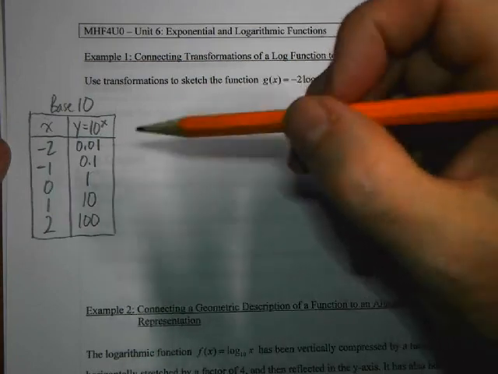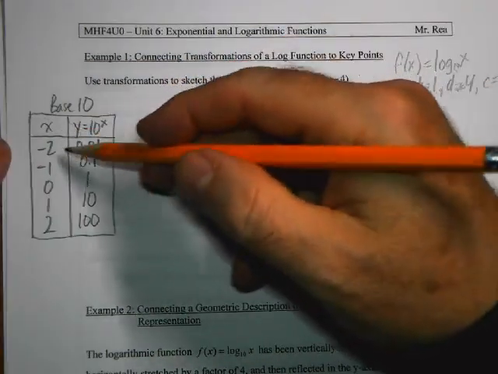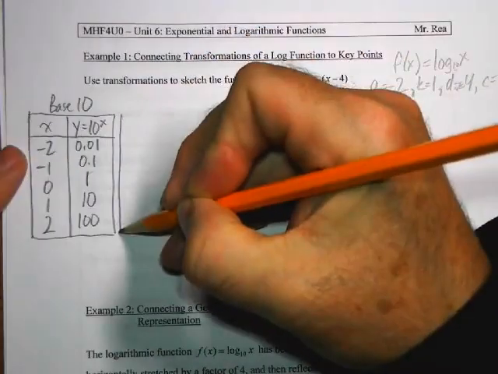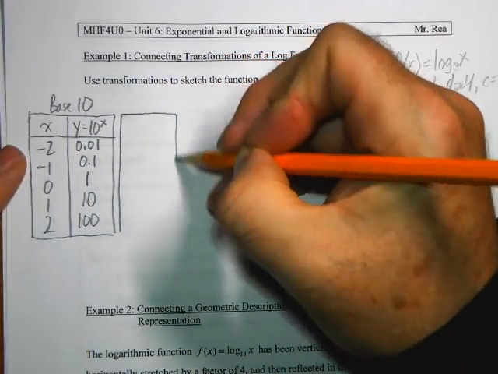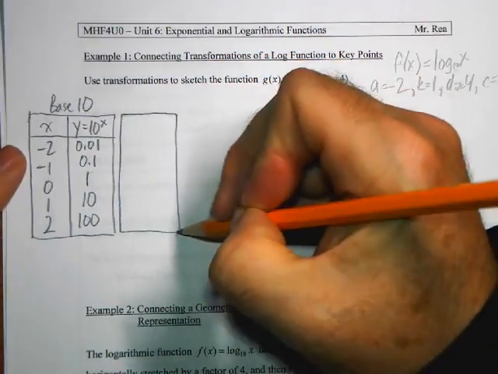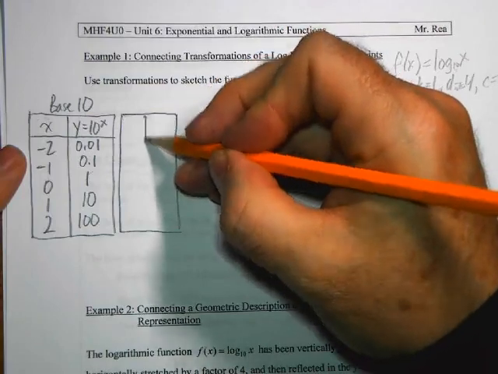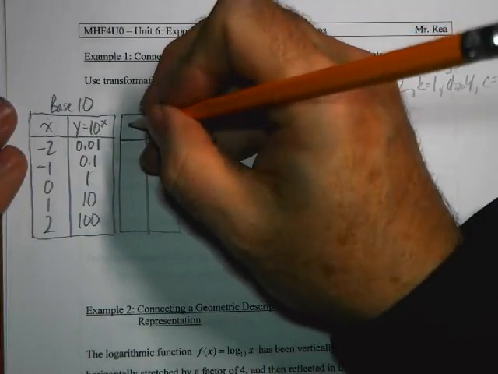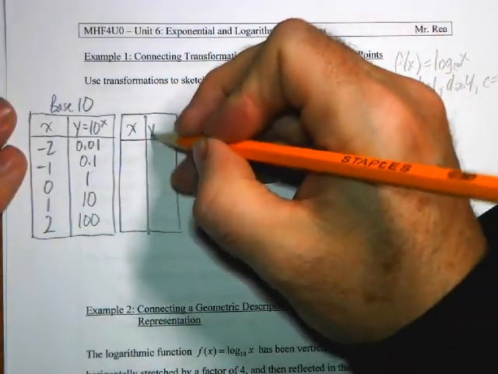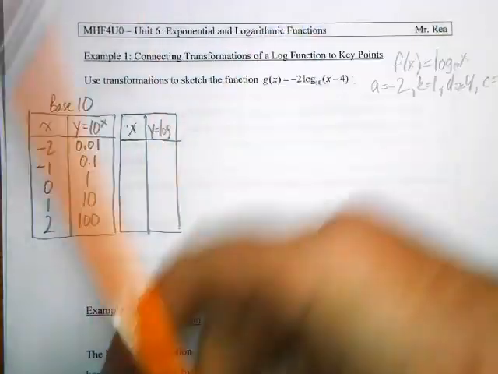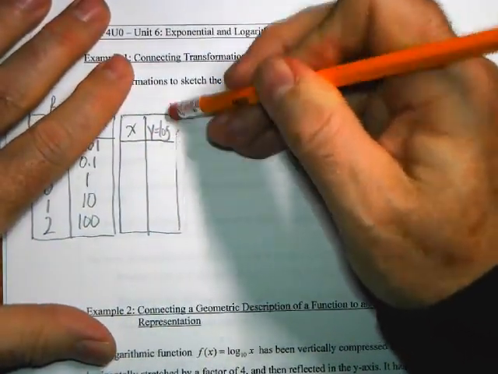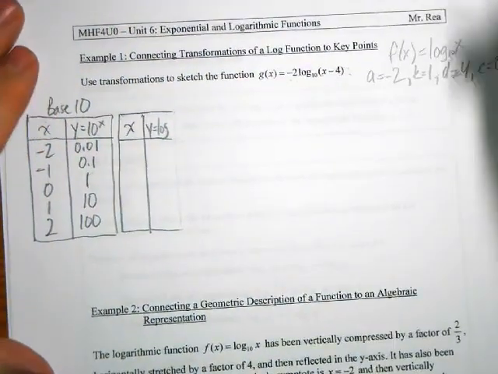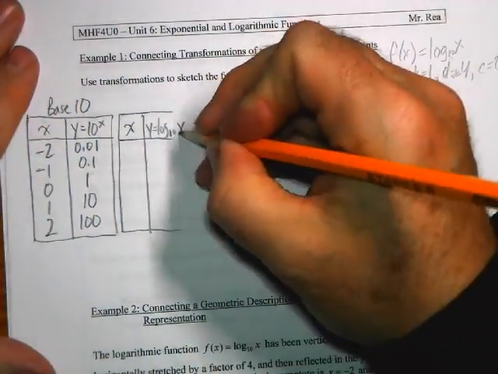But if you remember, the log function is the inverse of this. So I can flip the x and the y values and get the equivalent log base points. Okay, so this will be my x value. This will be y equals log, should have given myself some more room here. So that's log base 10 of x. Or you could just write log x. I'll put a 10 there just so you remember.